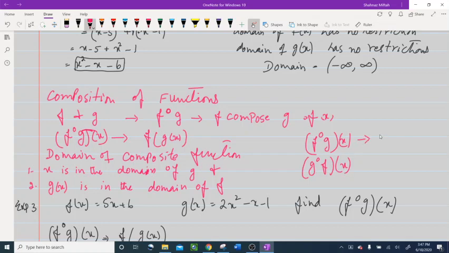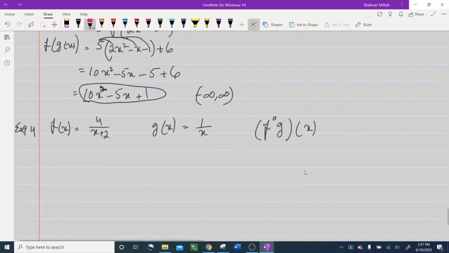Because look, if I change this, these two together give this. Now in this case, these two together give that. In one case g of x is the input, and up here f of x is the input. So it's completely different. Please don't mix them up. These are completely different things. Okay, let's go back to our example.